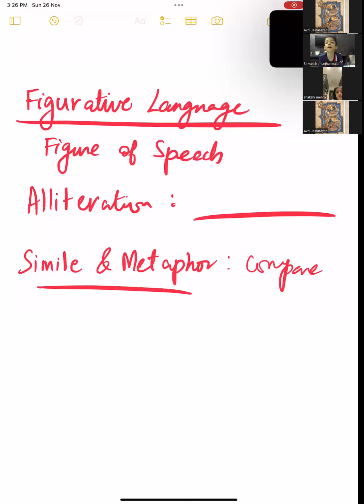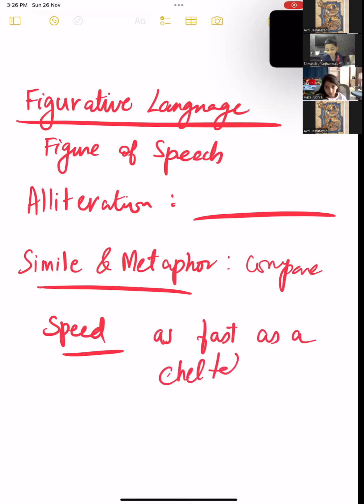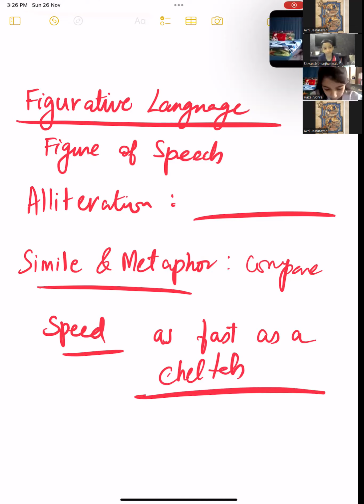The tiger was running as fast as the cheetah. Is it correct? Ferocious tiger was running as fast as a cheetah. Now I have used "as." Isn't it a simile? Yes. So I am comparing his speed, as fast as a cheetah. It can also be as fast as thunder, light, etc. It is up to you, you can write anything.